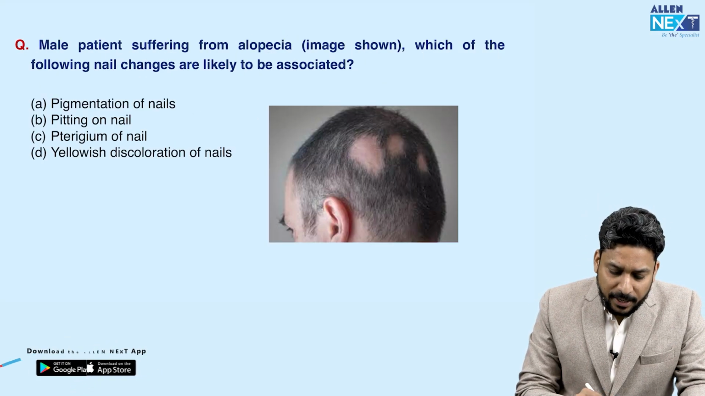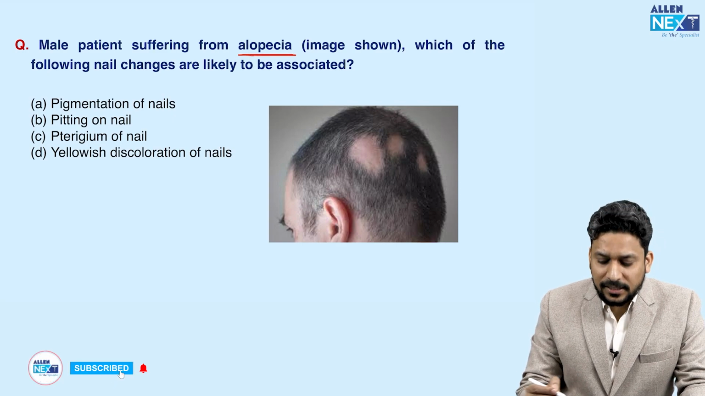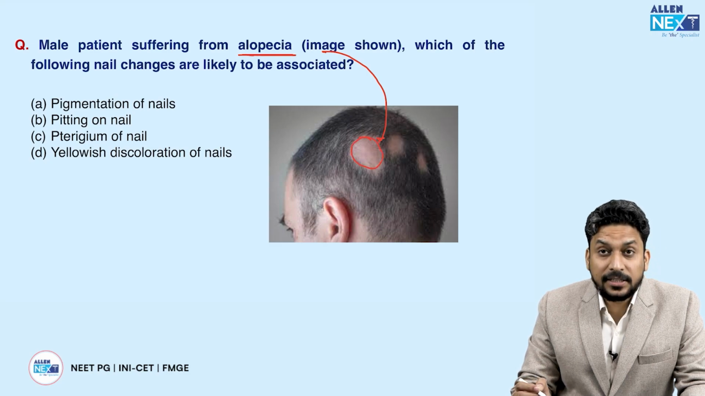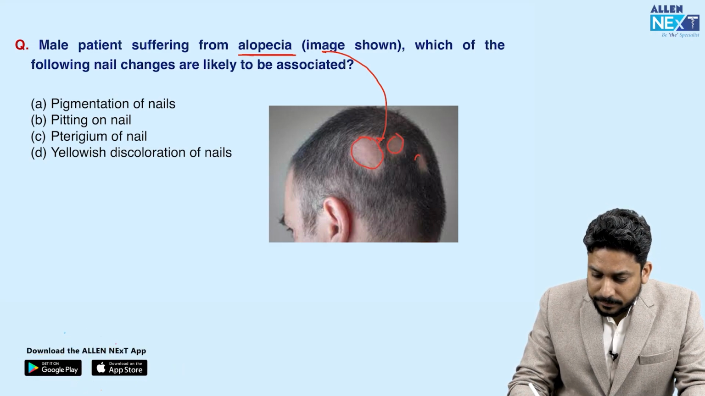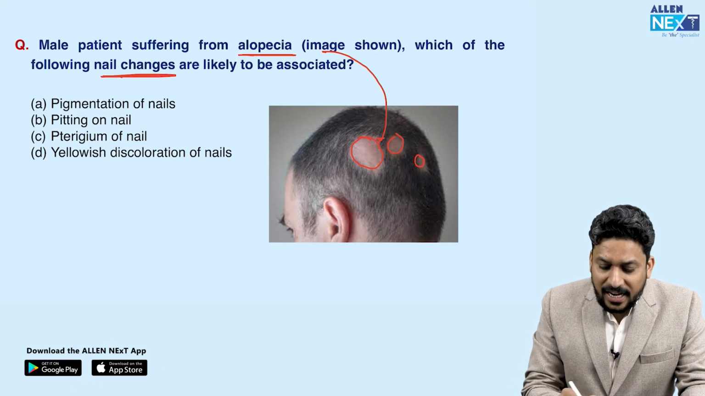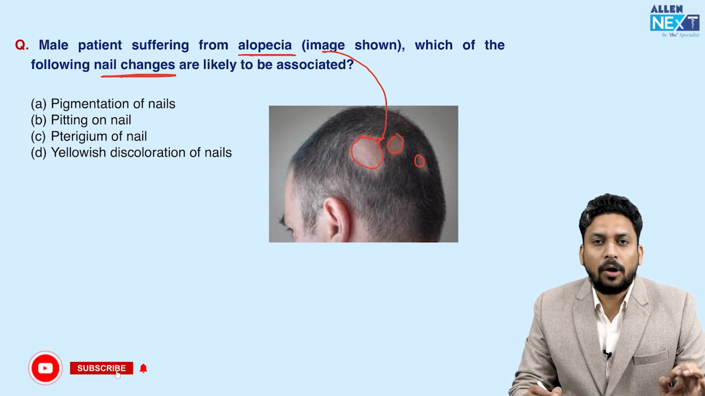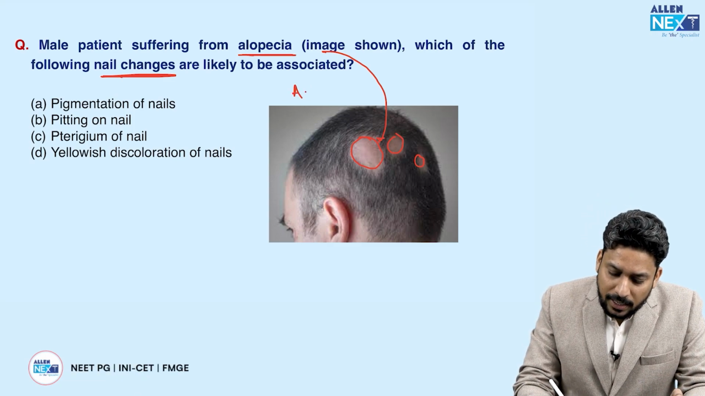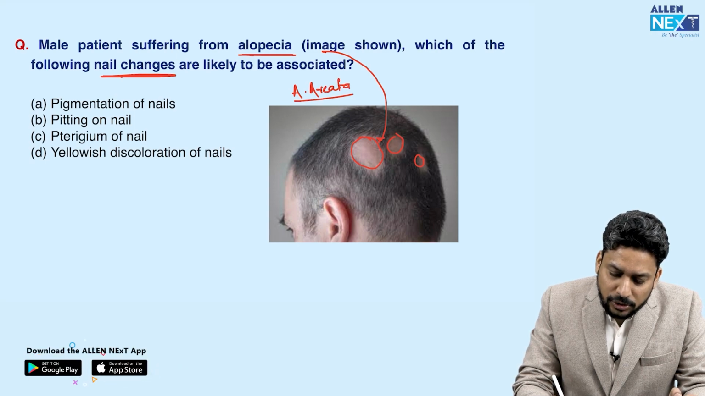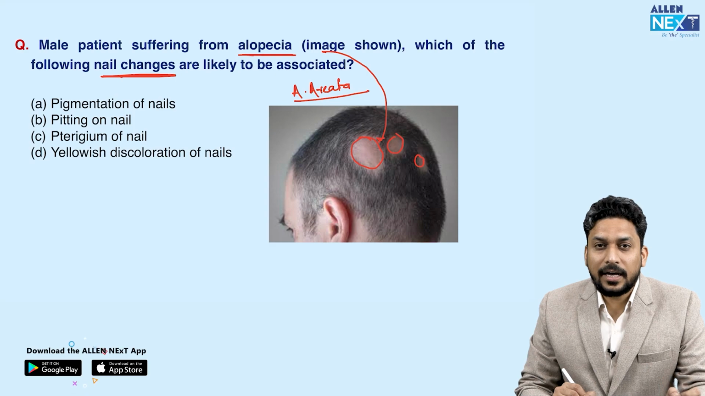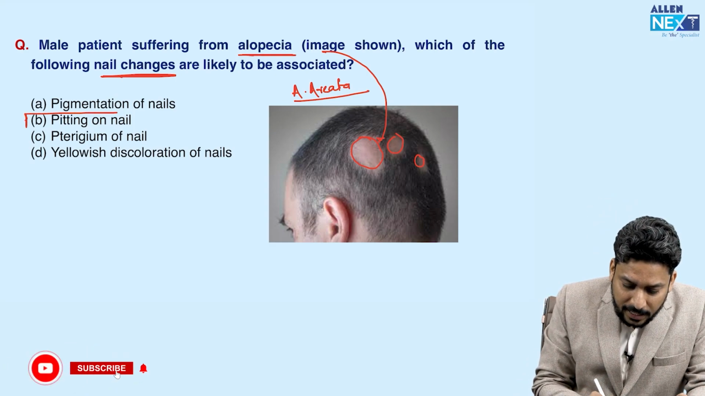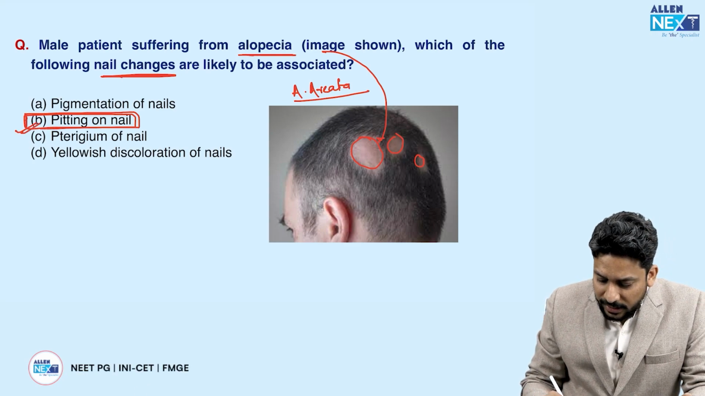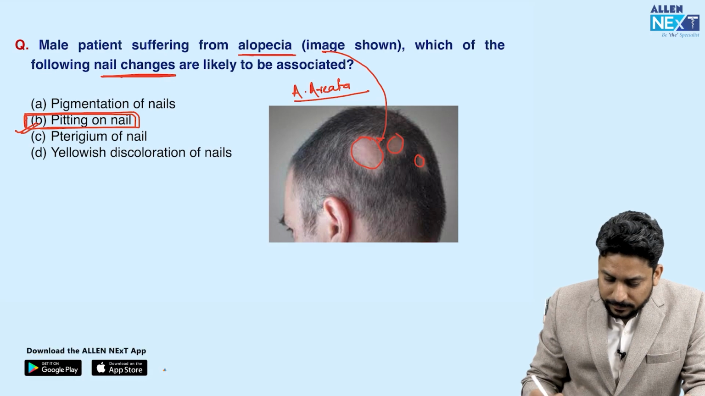Here they are saying that a male patient is suffering from alopecia. Alopecia, that is hair loss, and you can see in the image as well that there is a patch of hair loss present here. There are multiple such patches. Which of the following nail changes is likely to be associated? They are asking what is the common nail change associated with this condition, and which condition is this? Alopecia areata. And the most common nail change associated with alopecia areata is nail pitting. Pitting of nails is associated.